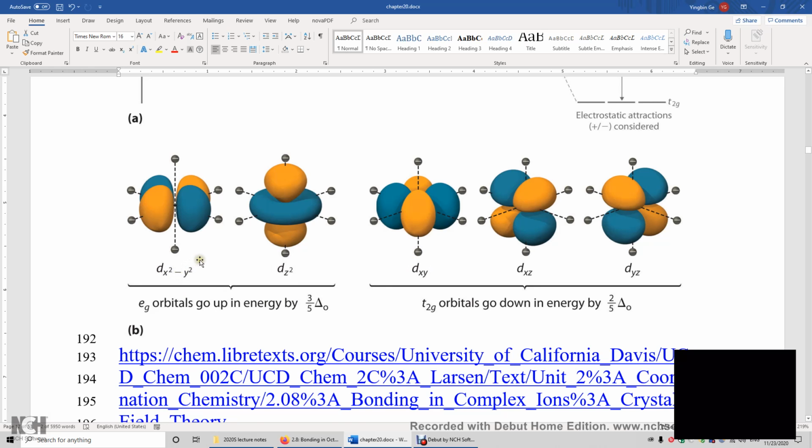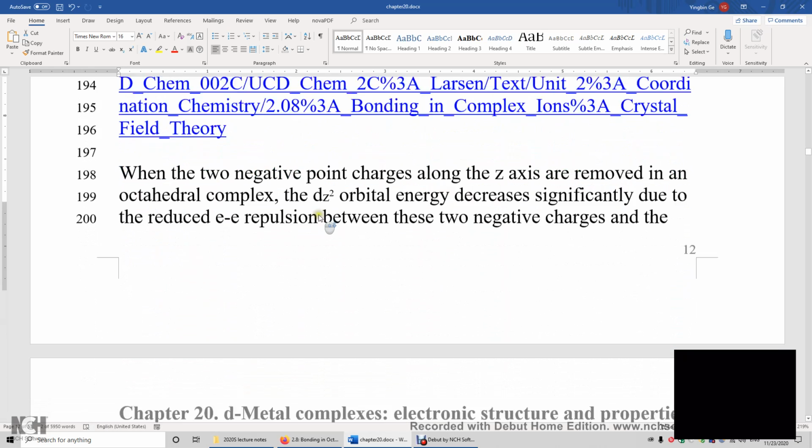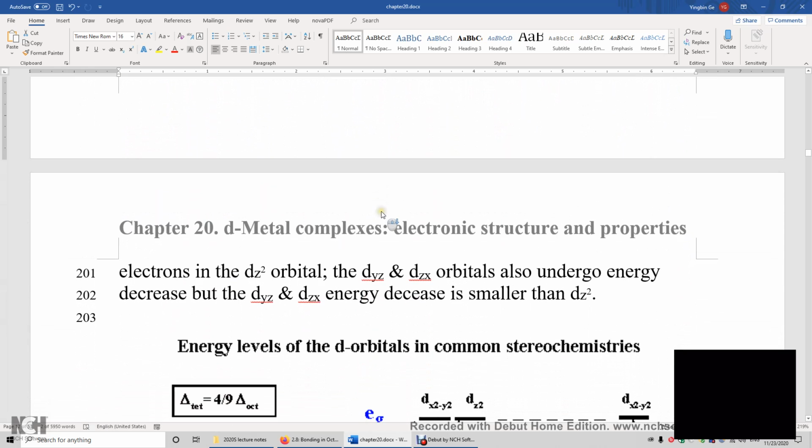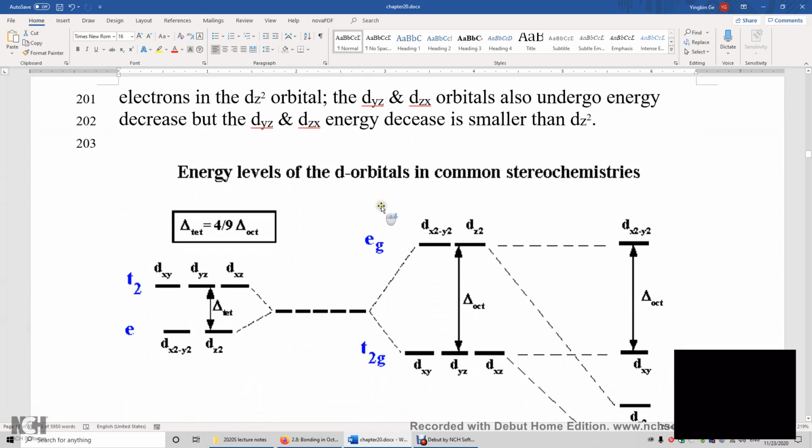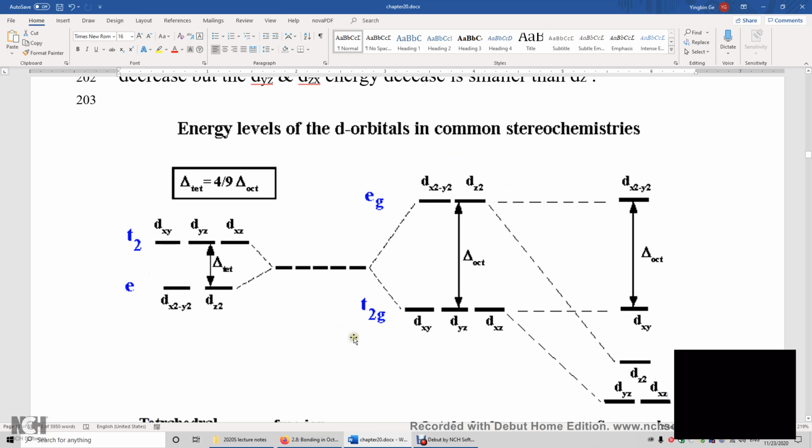y squared. Alright, now let's look at the energy diagram of the square planar structures. So this is an octahedral complex. We have two on top, three on the bottom. On top you have dz squared and dx squared minus y squared, doubly degenerate eg orbitals. On the bottom, dxy, dyz, dxz are triply degenerate t2g orbitals.